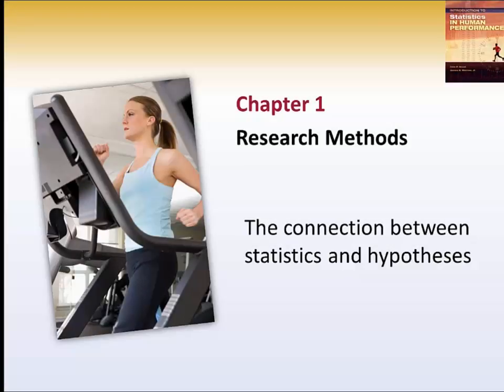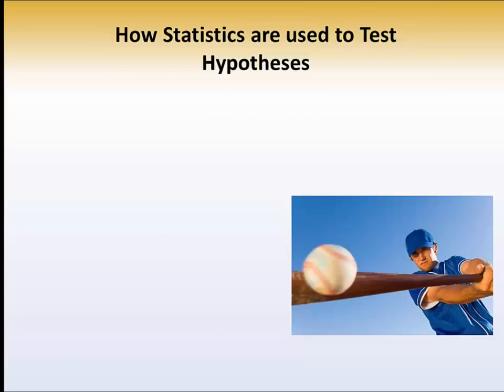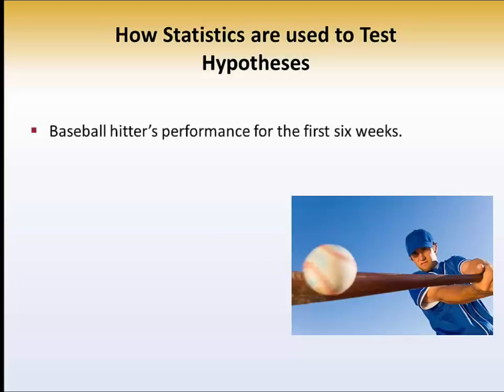The question is, what is the connection between statistics and hypotheses? How do statistics work to test hypotheses? Well, this summer an example came up that made me think about this. The shortstop for the Colorado Rockies, for the first 6 weeks of the season in 2014, had a batting average well over .500. Whoa, that's pretty good.